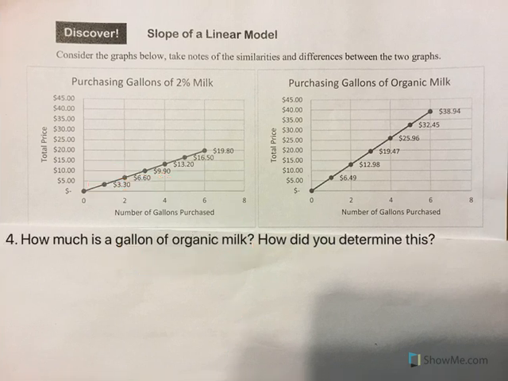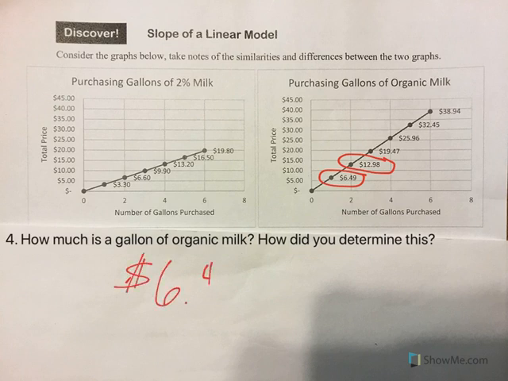That's how I know. Same thing for the organic milk. 649 is this, 1298. So if I buy one, it's 649. If I buy two, it's 1298. So I know that each gallon is 649 because that's the amount of increase each step.